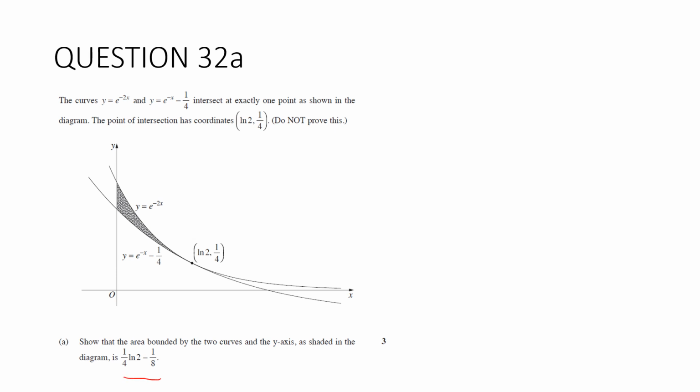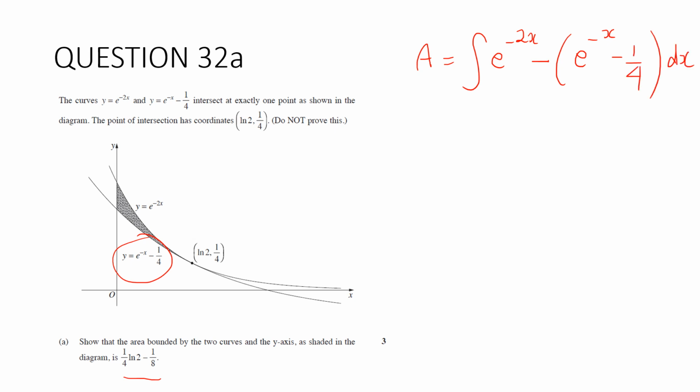So our area is going to be the curve that's on top, which is e to the negative 2x, take away the curve that's underneath, which is here. Don't forget to put it in brackets. Many students did forget to put it in brackets. That's the major mistake that I found, dx. And we want it between 0 and ln 2. Now that got you the first mark.